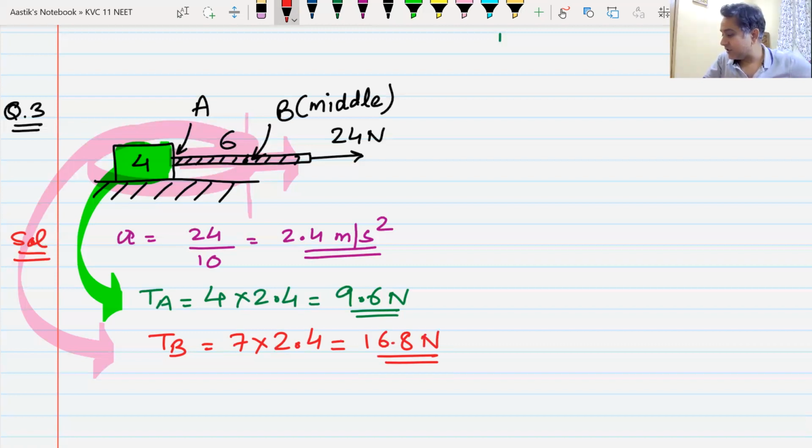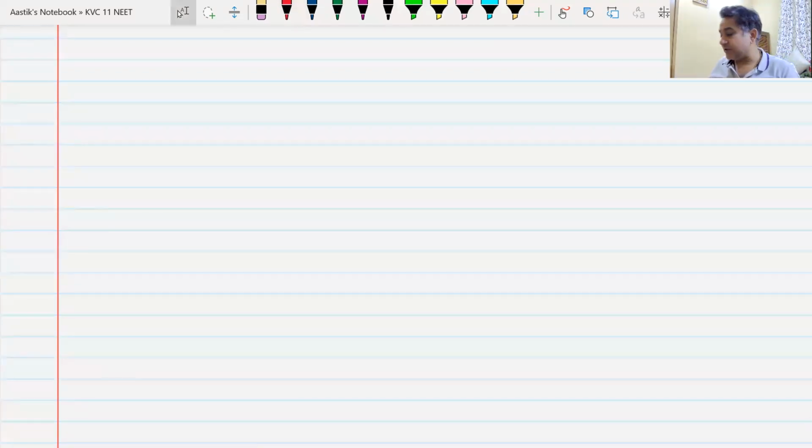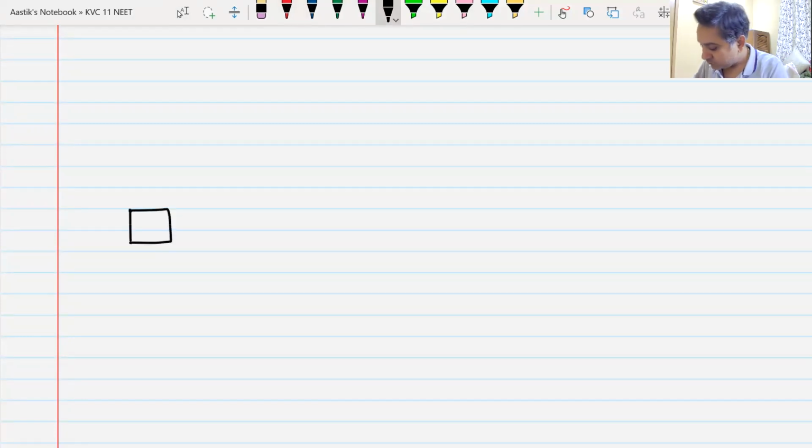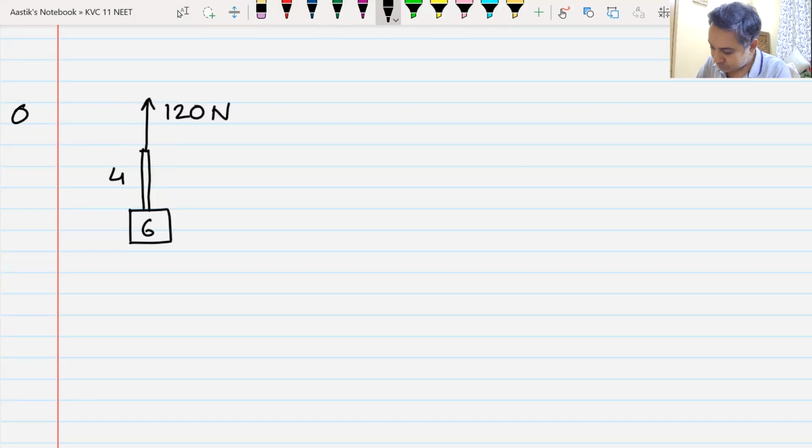So we do one last question, and I hope that you are able to give me the answer for this one also. This is a block of 6 kg. This is a rope of 4 kg. It is pulled upwards with a force of 120 newtons. You have to find out the acceleration of the system and tension at this point A, the other end of the rope.